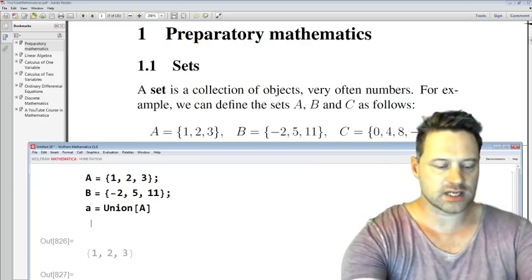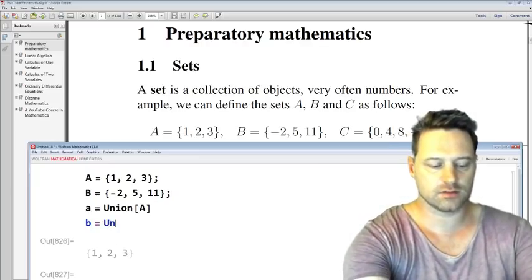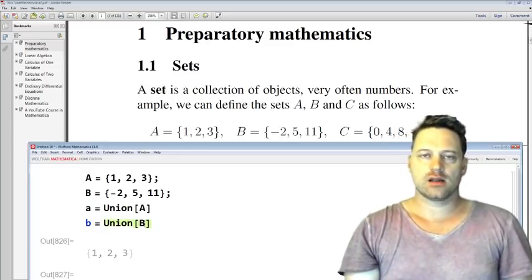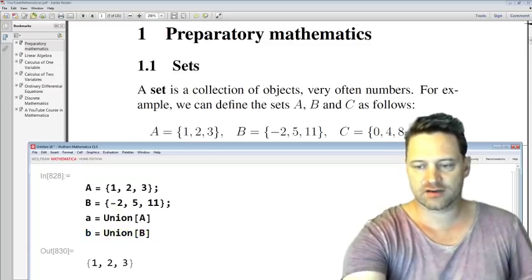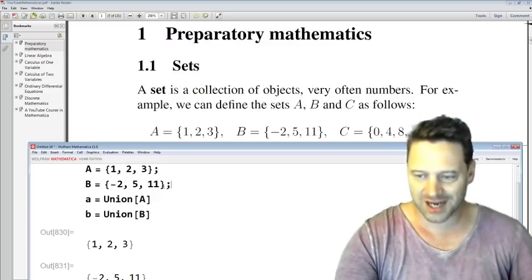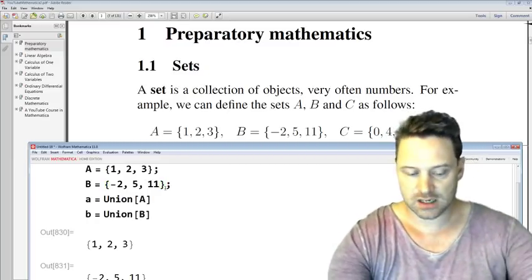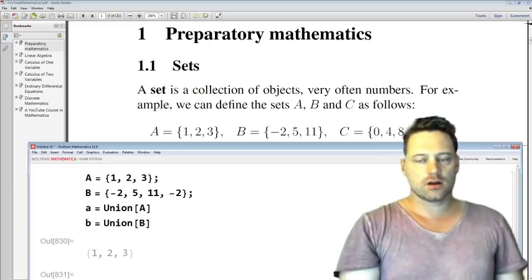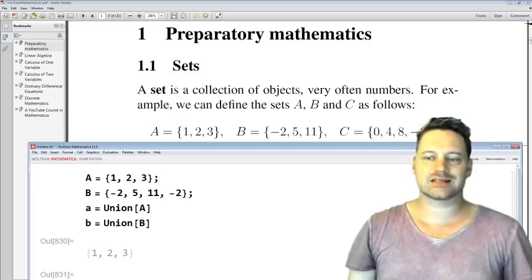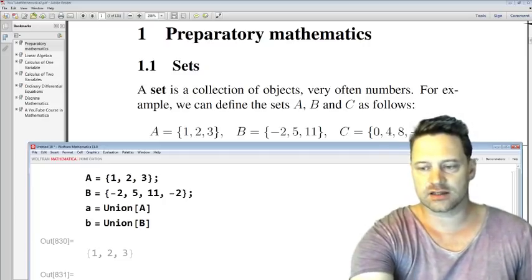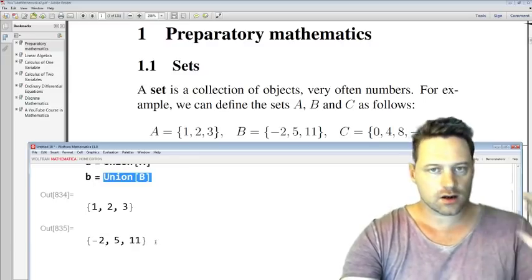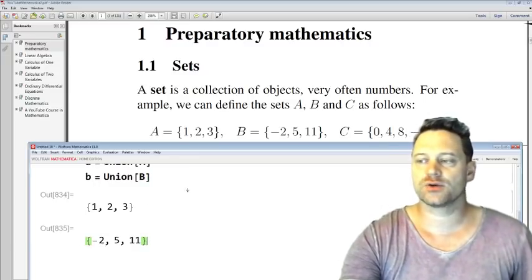All right, and we'll say lowercase b equals Union of uppercase B. Now, you know what? This is not going to do anything but give us back this right here. So let's change this for the sake of this exercise and include -2 again. So I've entered an array there, but if I want to think about this as a set, then I don't want the duplicates in there. If I use Union for that, it's omitted the duplicate -2.